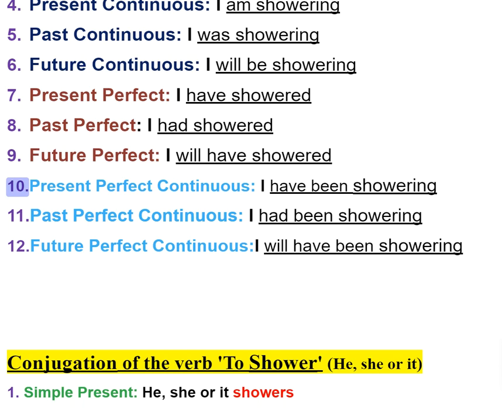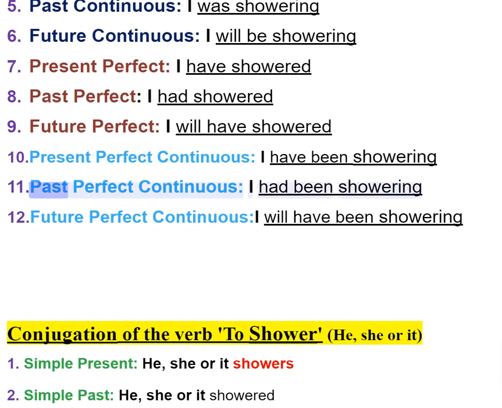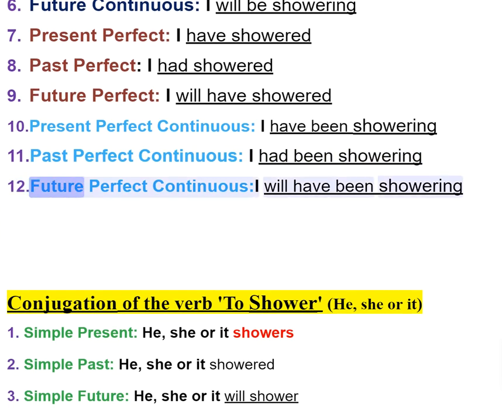10. Present perfect continuous, I have been showering. 11. Past perfect continuous, I had been showering. 12. Future perfect continuous, I will have been showering.